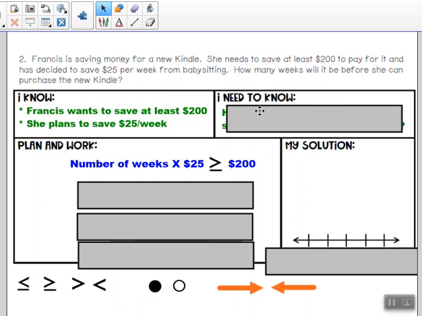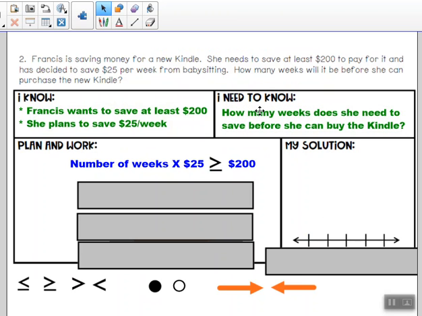Now, what do we know, or what do we need to know? We need to know how many weeks it will be until she can purchase the Kindle, all right? So there's some math to be done, but we know a few things, and here's what we want to know. Now, think of it like this. If we know she's saving 25 bucks a week, and we know her goal is to get at least to 200, however many weeks she saves times 25, that needs to be more than or equal to 200 bucks. Because if it's not, then she can't buy her Kindle yet.